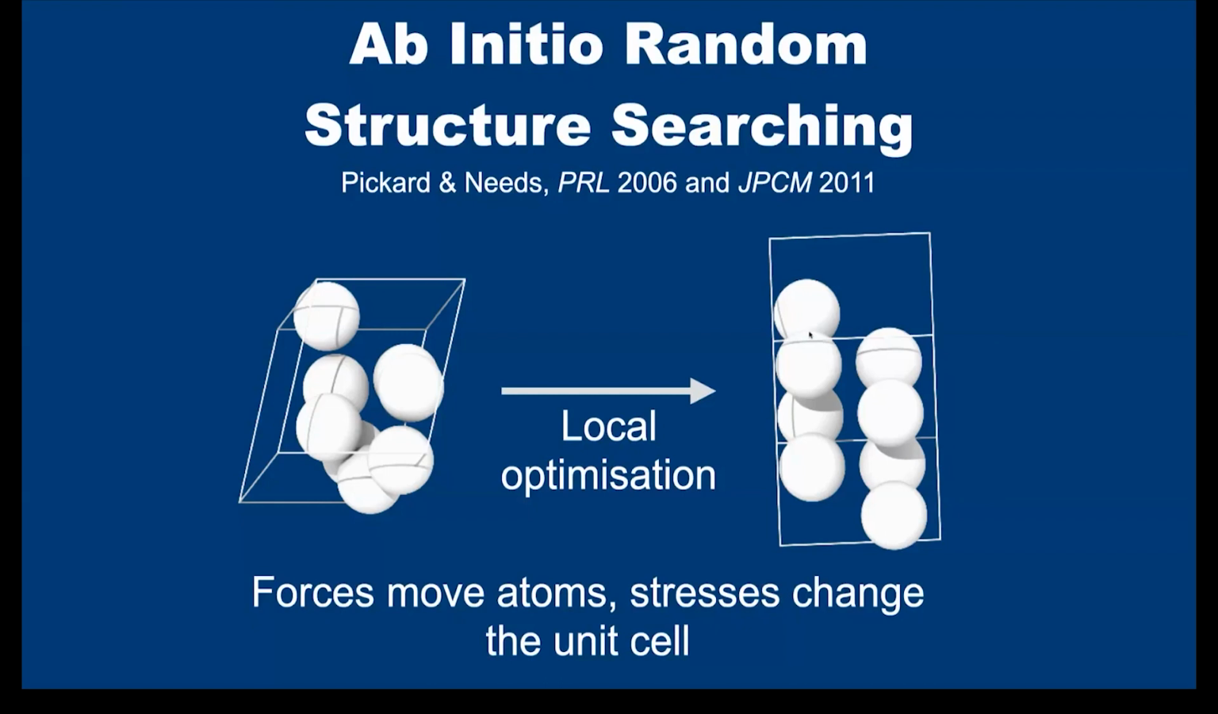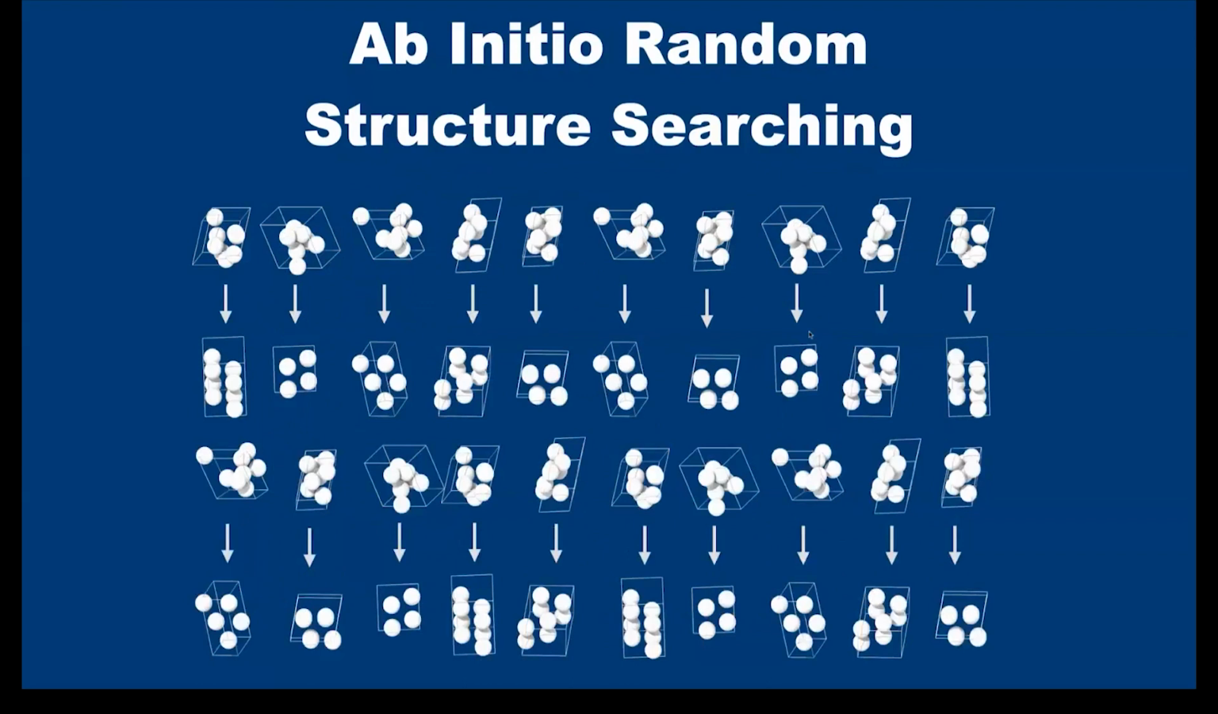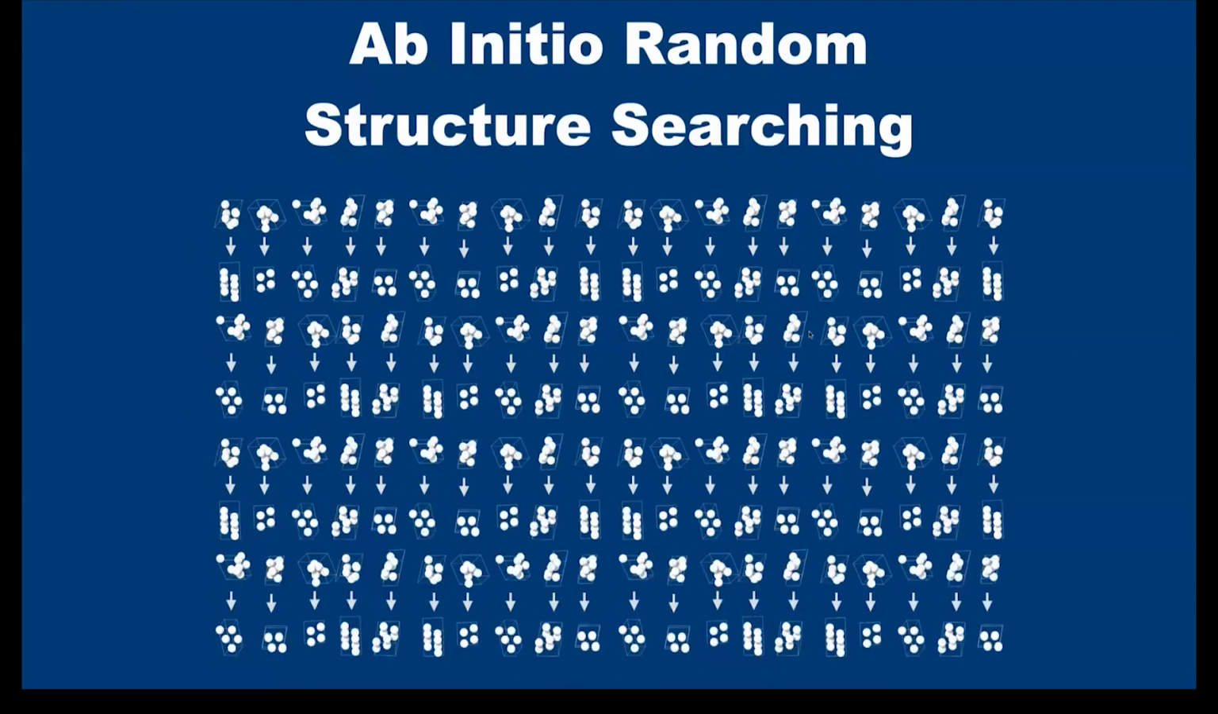We start with a random configuration. We do a local optimization, moving the atoms using the forces, moving the shapes of the unit cell if it's a crystal, using stresses. But the key thing is we do it many, many, many times to saturate and sample that energy landscape.